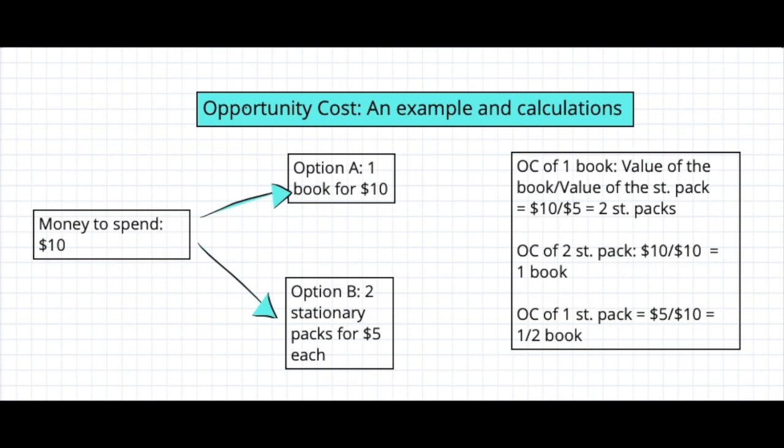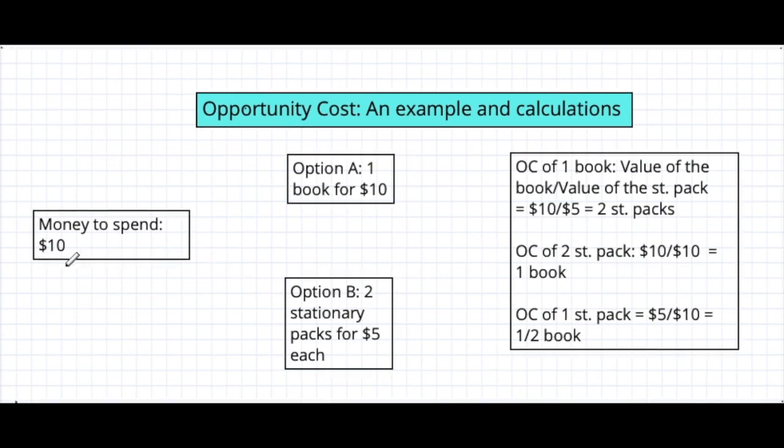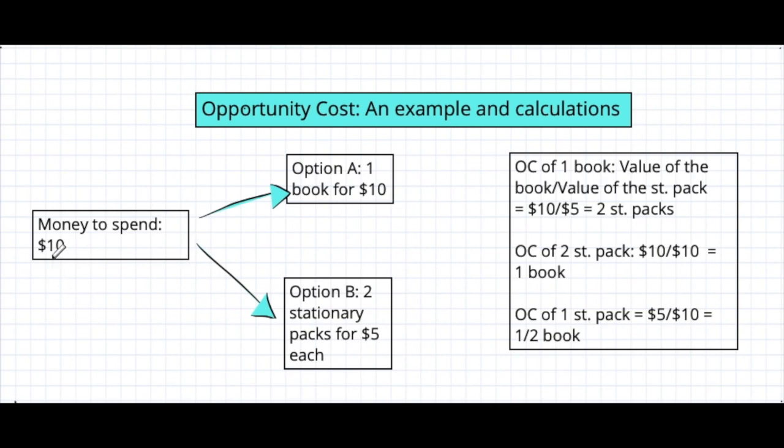Let's take another example and see some calculations. Suppose I have $10 to spend and I have two choices. Either I could spend that $10 on a book that retails for $10, or I could go ahead and buy two stationery packs for $5 each. Since the amount of money that I have is limited, I'll have to make a choice. Either I go ahead with option A, which is purchasing a book, or I go ahead with option B, which is purchasing two stationery packs. The opportunity cost of one option will be the value or the benefit that I could have received had I gone with the other option.